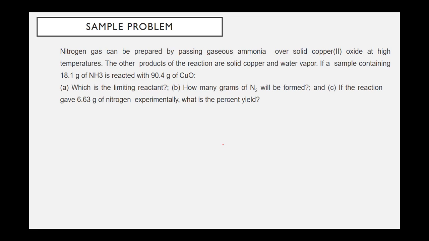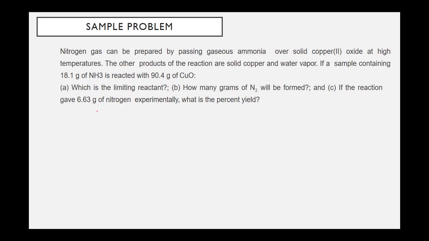B. How many grams of N2 will be formed? And C. the reaction gave 6.63 grams of nitrogen experimentally. What is the percent yield? So we have to write the reaction first so we can find the limiting reactant.